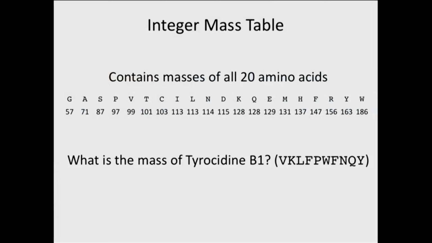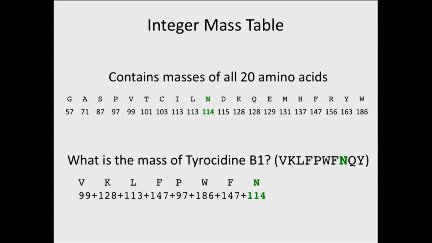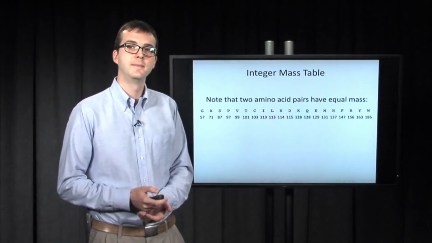So the question then is, what's the mass of something like tyrosine B1? We know the sequence of tyrosine B1, so we just need to go through and compute its mass as the sum of each individual amino acid. So V has mass 99, K has mass 128, L has mass 113, and so on. We simply add the constituent masses, and we get 1322. So that's the integer mass of this tyrosine B1 peptide.